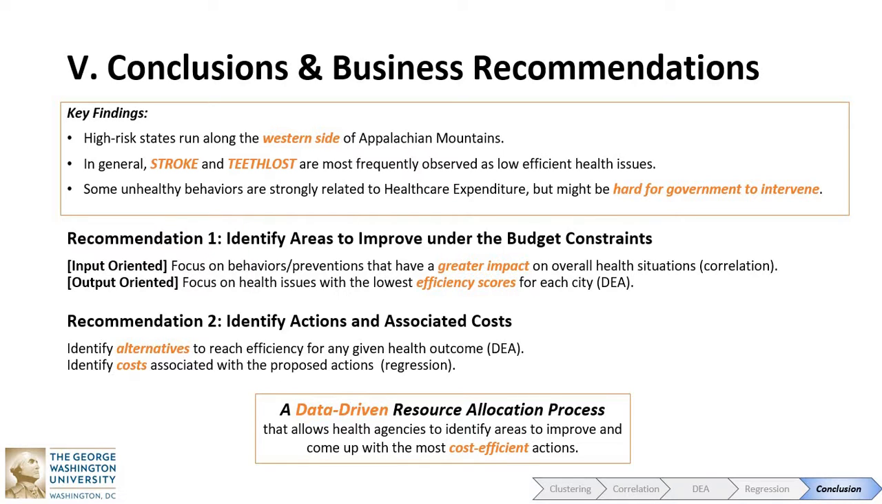So we found the most impactful health scenarios to focus on in certain areas, and we believe we can increase efficiency in a cost-effective manner by properly allocating our resources and to increase public health in the areas. And this concludes our data-driven resource allocation process.